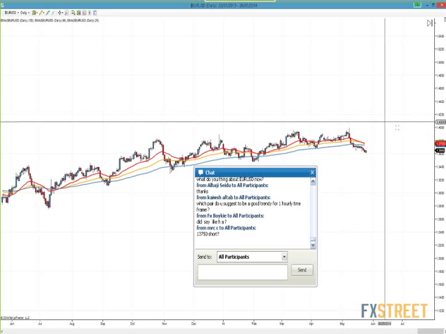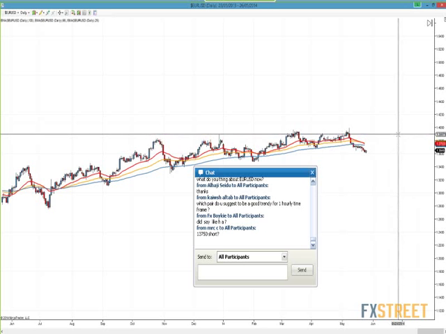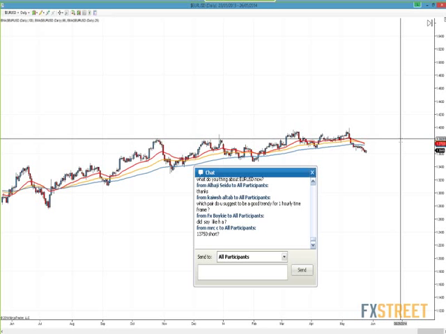Short 13750. Who, us? Or you want to be short from 13750?